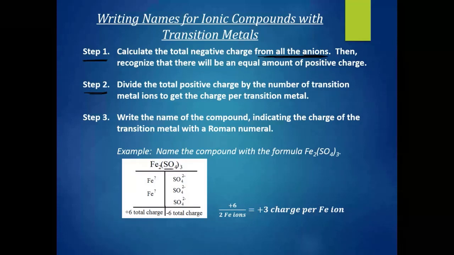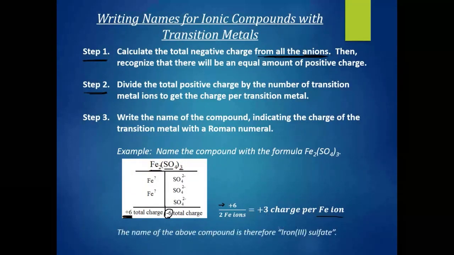I have SO4, 3. There's 3 sulfates, each one with a -2 charge. So that gives me a total -6 charge for the anions. If there's a -6 total charge for the anions, that means I have to have a +6 total charge for the cations. I know I have 2 irons here, so I'll take my +6 and divide it by 2 to get a +3 charge per iron ion. From there, I can write the name of the compound. Since I know it's iron with a +3 charge, I'll call it iron(III) sulfate.